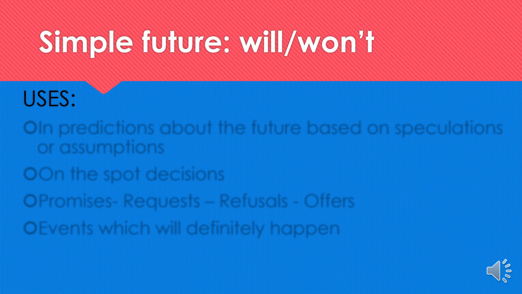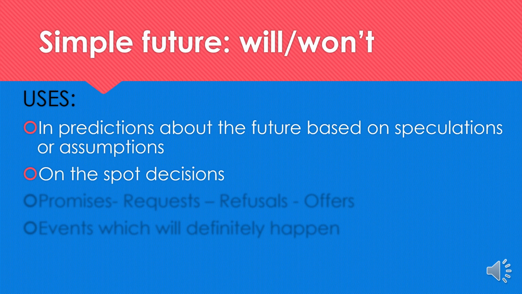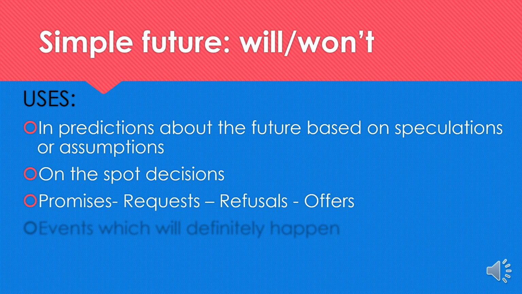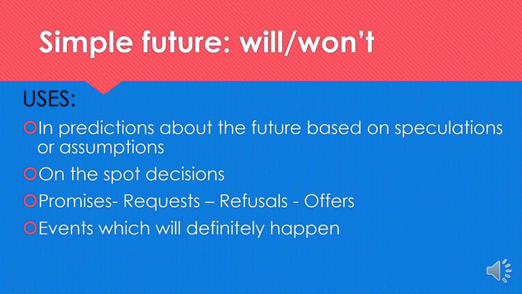So let's start with the simple future, that is to say, will, won't. The different uses of the simple future are in predictions about the future, but remember, based on speculations or assumptions. This difference is something that you have to bear in mind. On-the-spot decisions, it means decisions taken at the moment of speaking. For promises, requests, refusals, and offers. And for events which will definitely happen.